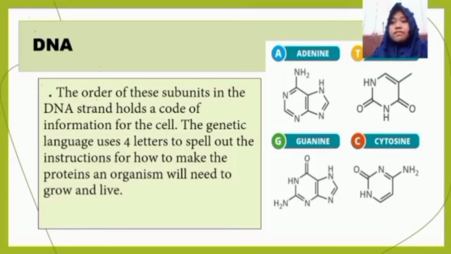The order of these subunits in the DNA strand holds a code of information for the cell. The genetic language uses four letters to spell out the instructions for how to make the proteins an organism will need to grow and live. These subunits or bases hold a code of information for the cell and use four letters to spell out the instructions for how to make the proteins an organism needs in order to grow.